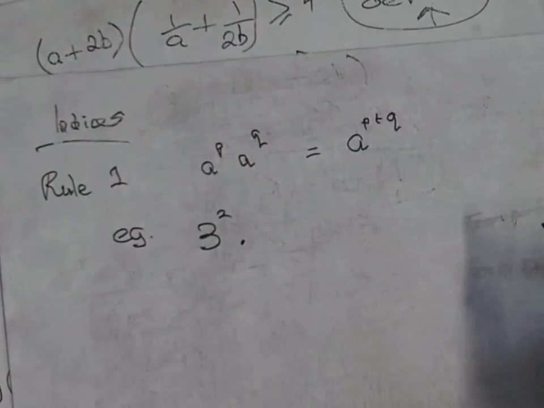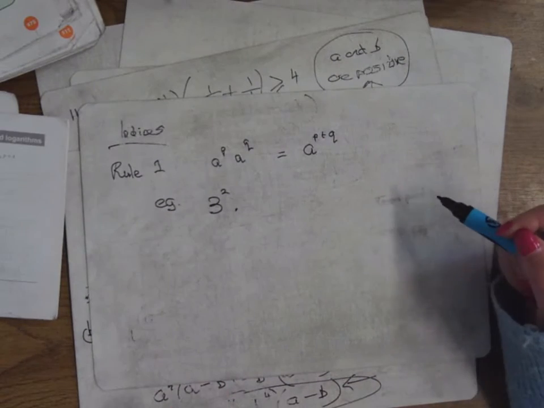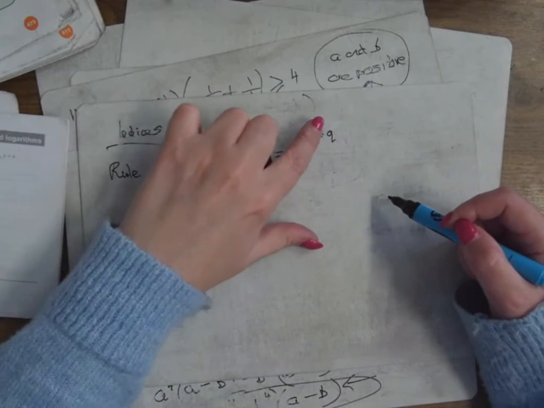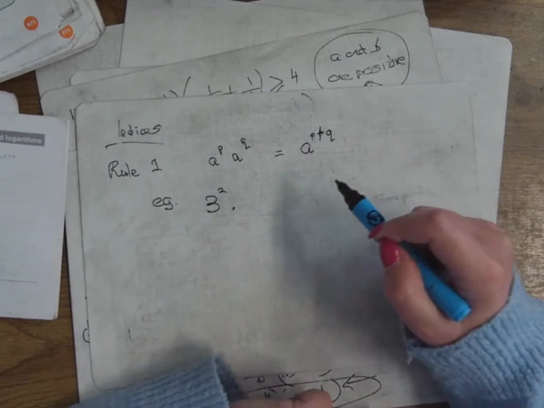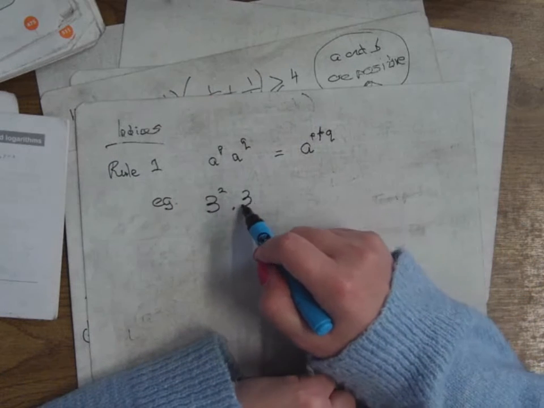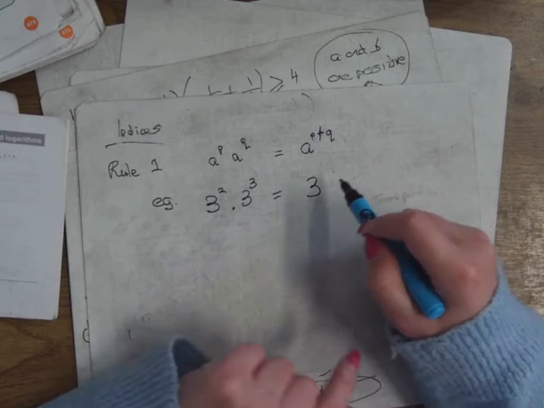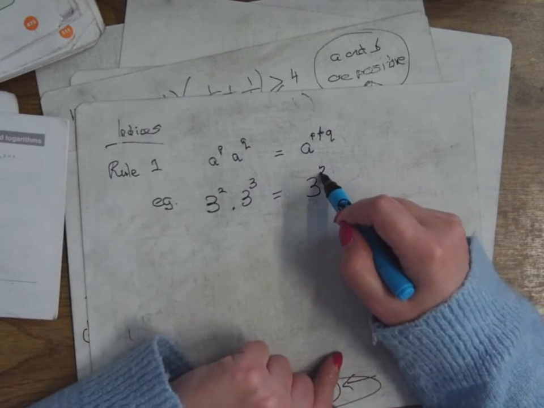Multiplied by. P plus q. So if I have 3 to the power of 2 multiplied by 3 to the power of 3, the answer is going to be 3 to the power of 5. You just add: 2 plus 3 gives you 5.